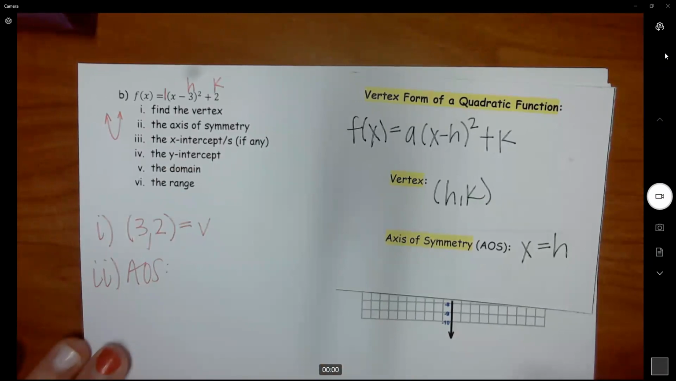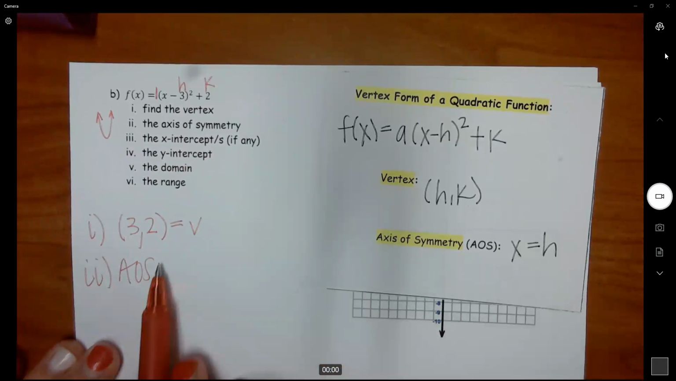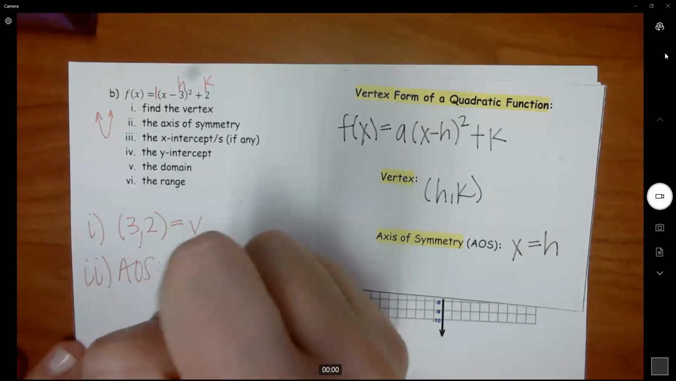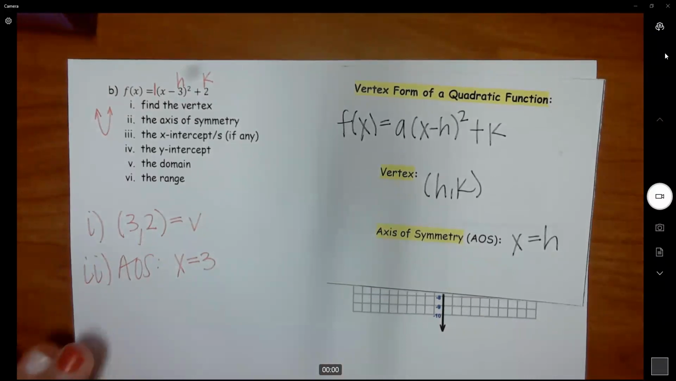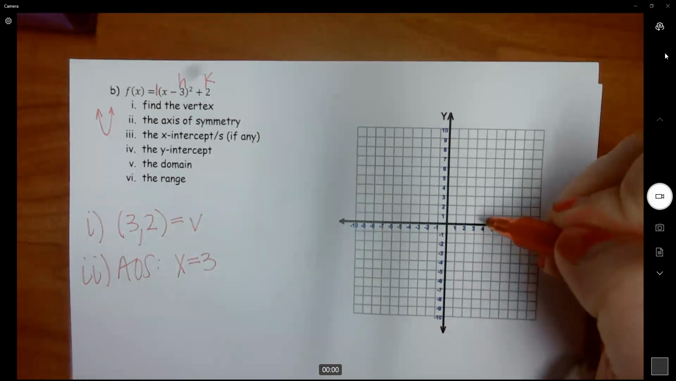Part 2 wants my axis of symmetry, and my axis of symmetry is just x equals h. It's x equals the x coordinate of your vertex. So this is x equals 3. So let's put those on our graph. I've got (3, 2).